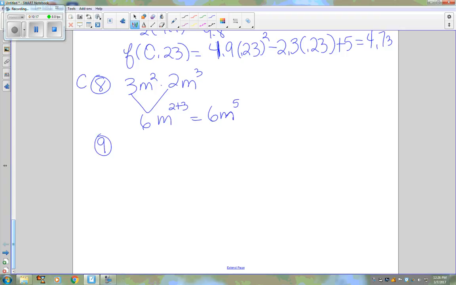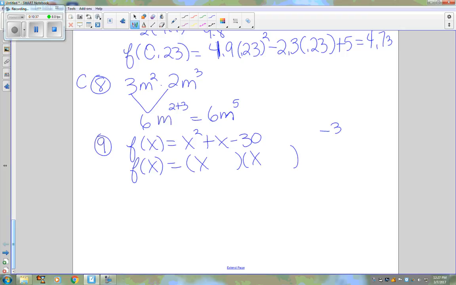Number 9, it's asking you to factor it. It says, which of the following is equivalent to this? And looking at your choices, you can see that what they've done is factor it. So I need a product of negative 30 and a sum of 1. So that's going to be a positive 6 and a negative 5. And that is C.